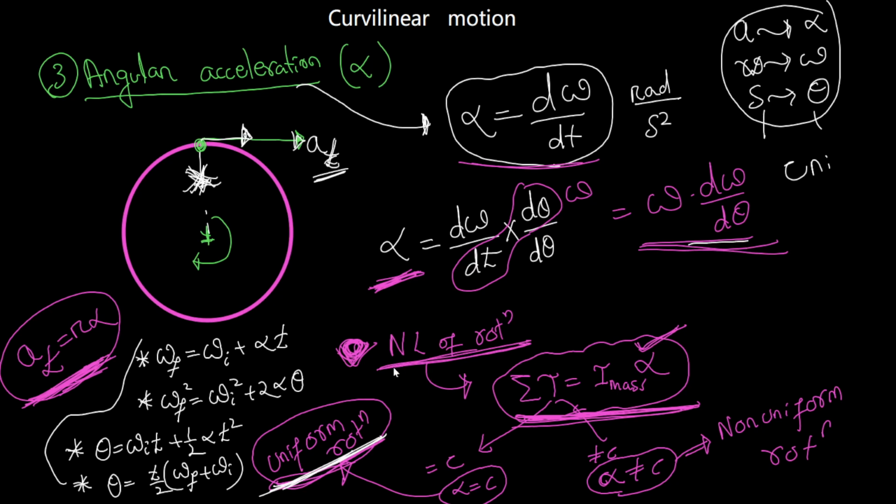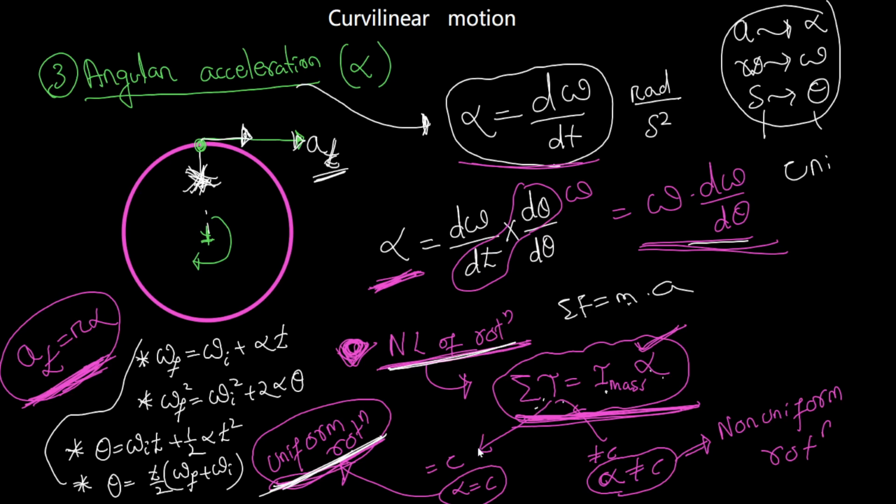Then Newton's law of rotation is simple. Like net force is equal to mass into acceleration, you replace net force with the net torque. This is the inertia in translational motion, this is the inertia in rotational motion. So m will be replaced with mass moment of inertia, a will be replaced with alpha. So net torque is equal to I alpha.